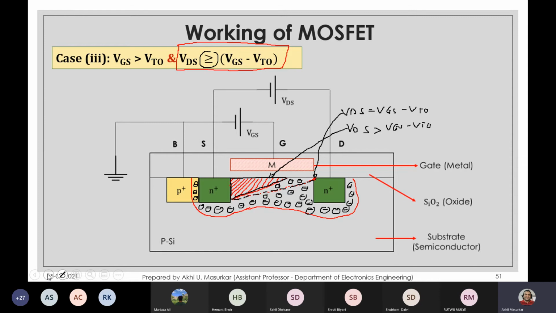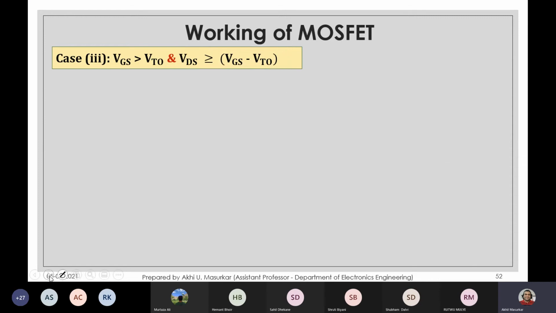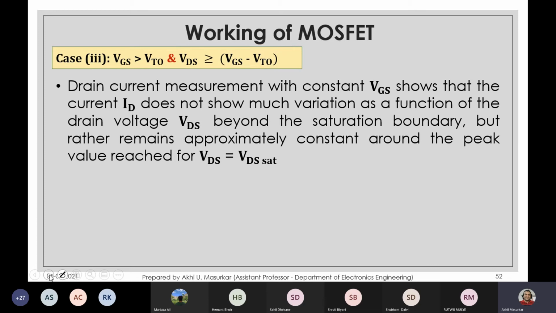Okay, let's go ahead. Here the drain current measurement with constant VGS shows that ID does not show much variation as VDS is greater than VGS minus VTO. Beyond the boundary, which is VDS equal to VDS sat, and this is actually equal to VGS minus VTO.